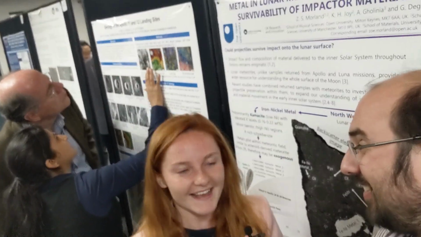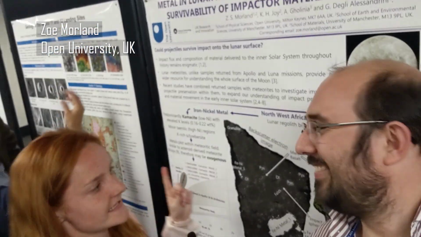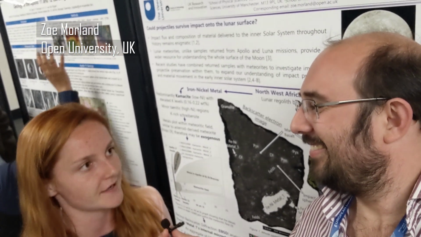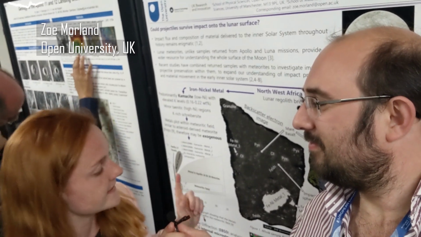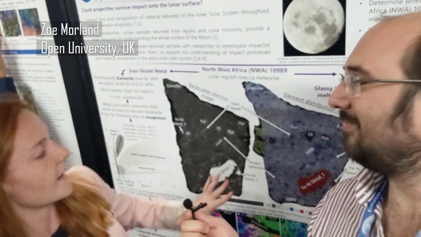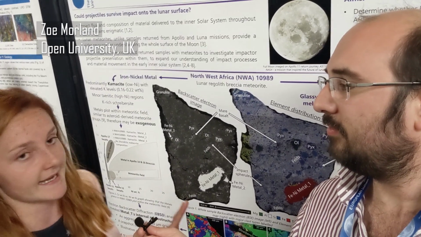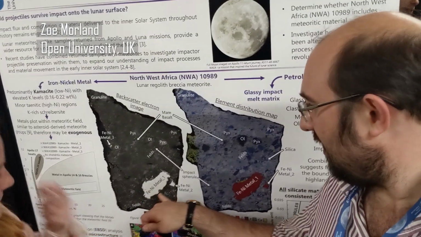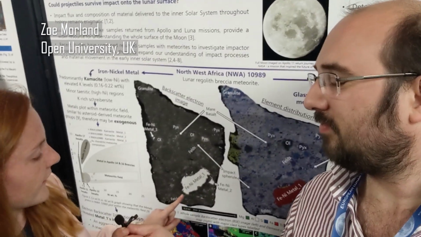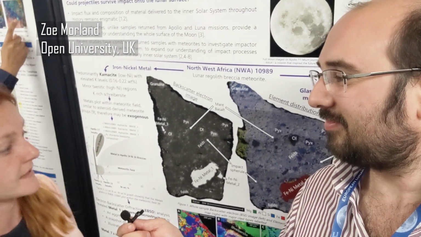Hello, how's it going? Hi, what's your poster about? I'm Zoe Moreland, and I did this project as a part of my undergraduate with Katie. This poster shows that we had a lunar meteorite that has a large piece of metal in it, and we think that that metal is meteoritic in origin. This piece here. Yeah, this piece here. So we think that it fell on the moon and was incorporated into the regolith, and then that material then fell to Earth as a meteorite.